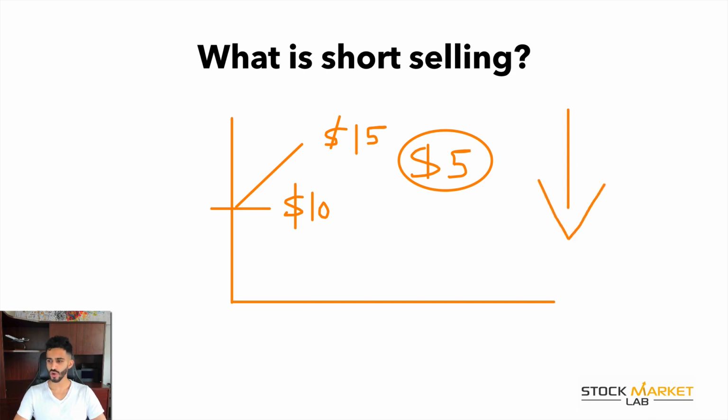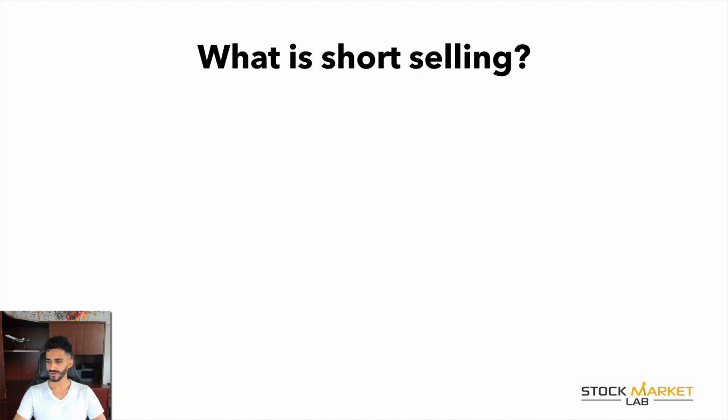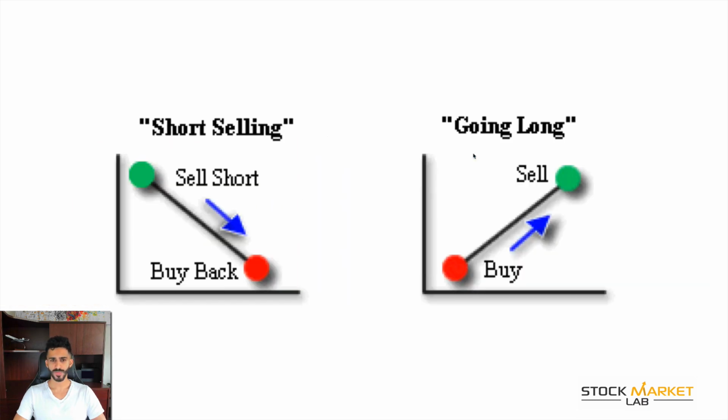So let's say you short a stock. I short this stock at $10. If this stock goes below $10, let's say it goes from $10 to $8, at this point I am up $2 per share. So you can also make money when a stock's price goes down. That is known as short selling. So let's dive more into it.